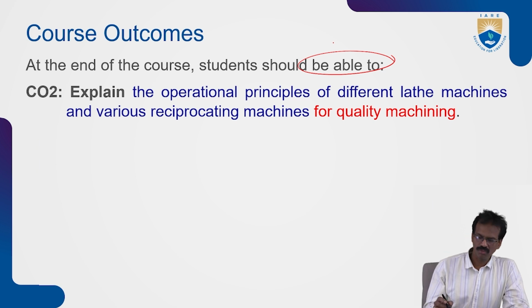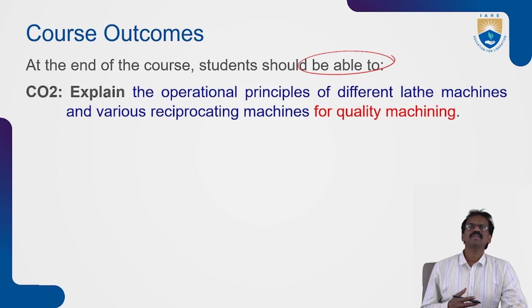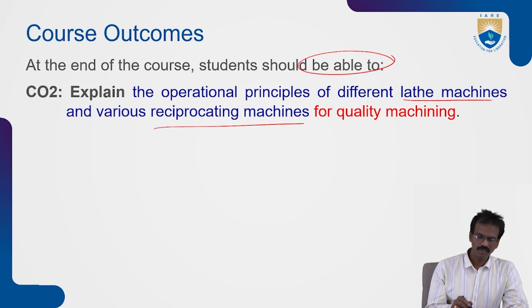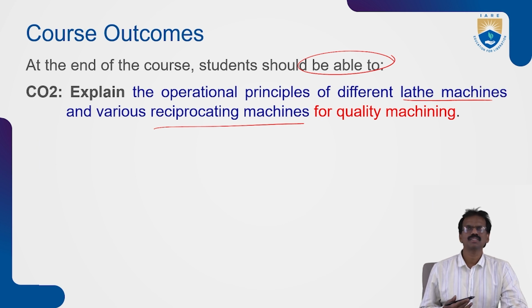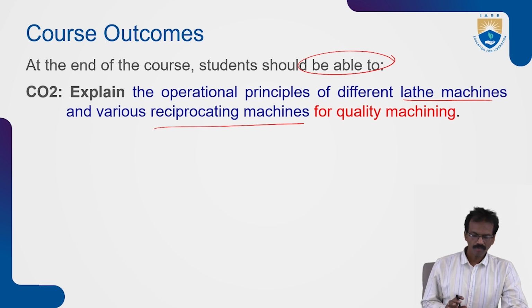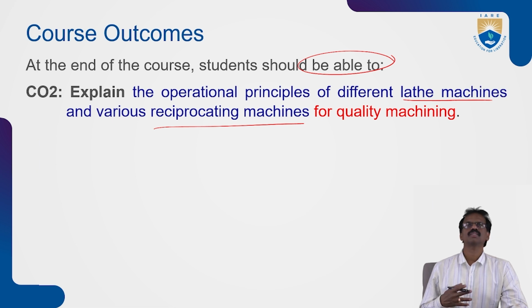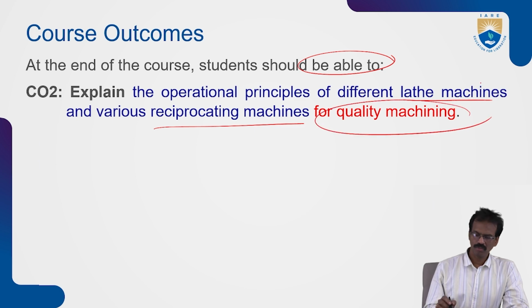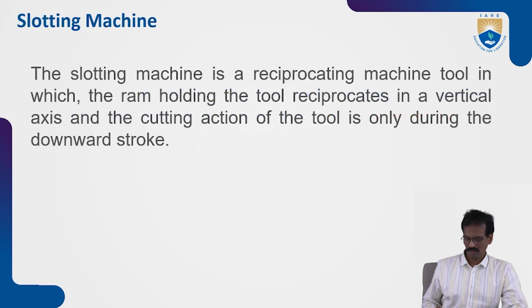At the end of the course, students should be able to explain the operational principles of different lathe machines we completed, different reciprocating machines, nothing but the shaping machine and the planing machine. Next, the slotting machine also. So especially three types of machines are explained here. Already completed two: one is the shaping machine, next one is the planing machine. In this class, we will cover the slotting machine, for quality machining. That is the outcome of this one.